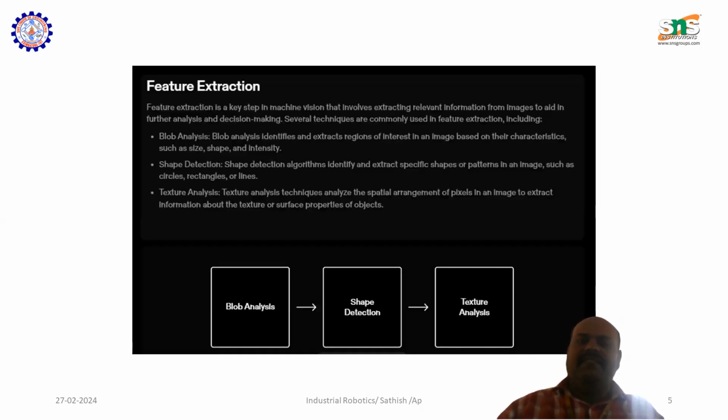Feature extraction is a key step in machine vision that involves extracting relevant information from the images to aid further analysis and decision making. Several techniques are commonly used in feature extraction. One is blob analysis, which identifies and extracts regions of interest in an image based on their characteristics such as size, shape, and intensity.